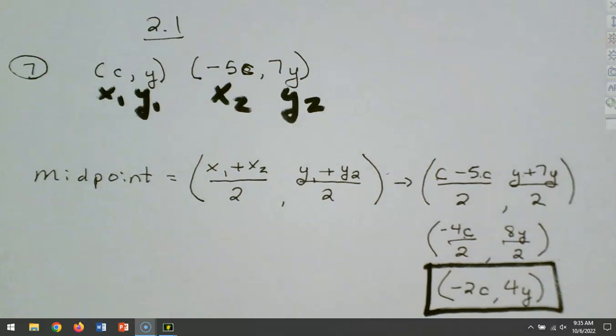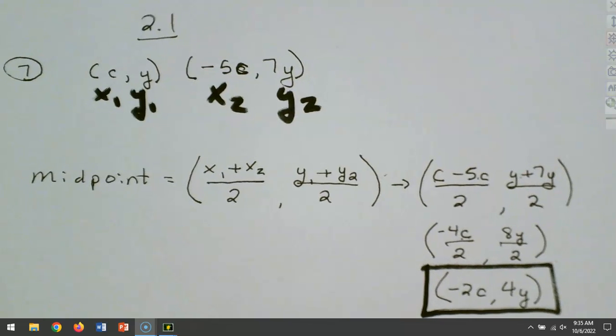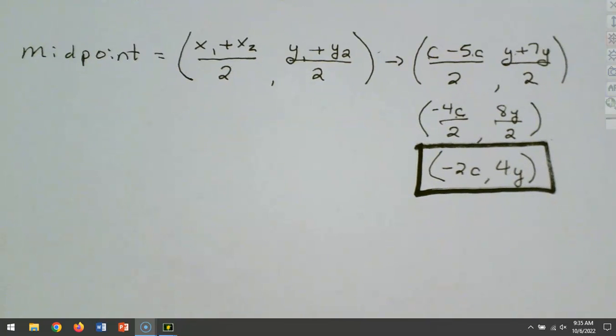Does it make sense what I want you to do? Just plug the variables in. Variables behave exactly the same as the numbers do. If I would have given you this as a distance problem, it would have been much more difficult. So I was very careful and made sure that I picked the one that had the midpoint and not the distance. If you would have had to do the distance, you would have had to square and keep track of variables. Midpoint's much, much easier.